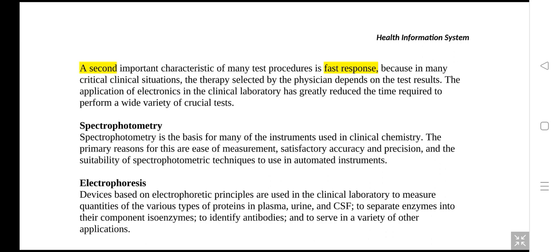The other very important characteristic is fast response. The test procedure should have a fast response, because in many critical clinical situations, therapy directed by the physician depends on the test results. The application of electronics in medicine has greatly reduced the time required to perform tests, and that is about response time.